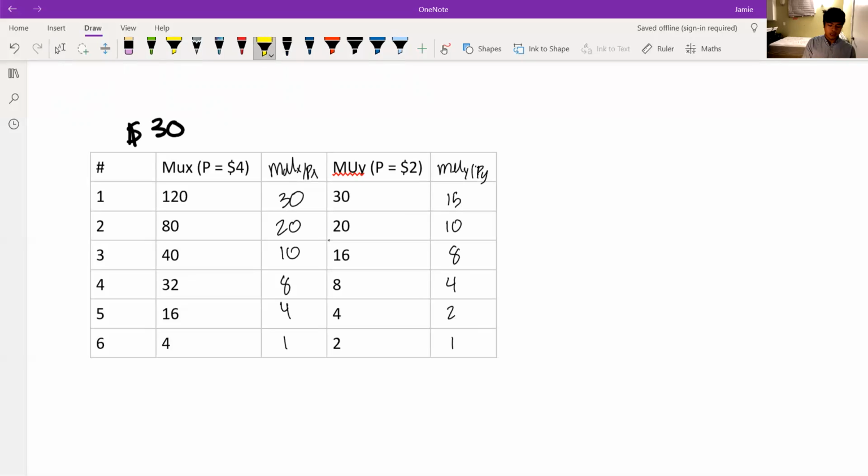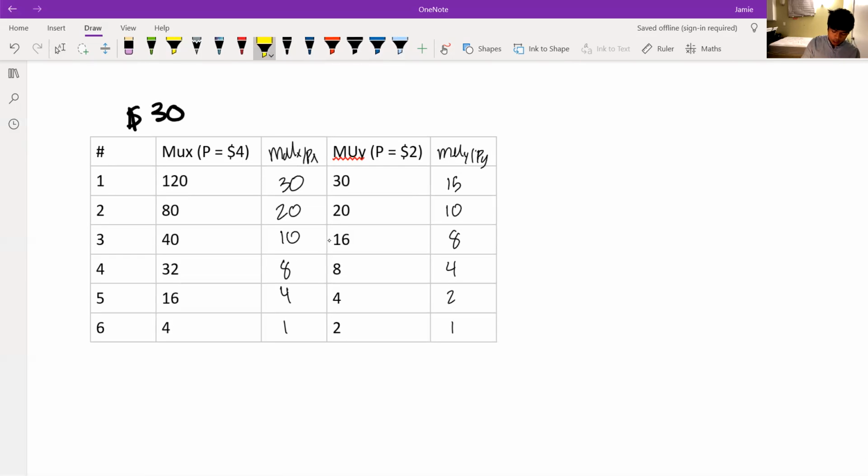So I have $30. Again, what are we trying to do here? I want to figure out the optimal consumption bundle of good X and Y that will maximize my total utility subject to my income of $30. How many Xs and how many Ys do I need to choose to gain the highest utility such that I use all my income? Very easy. This tells us the marginal utility per dollar.